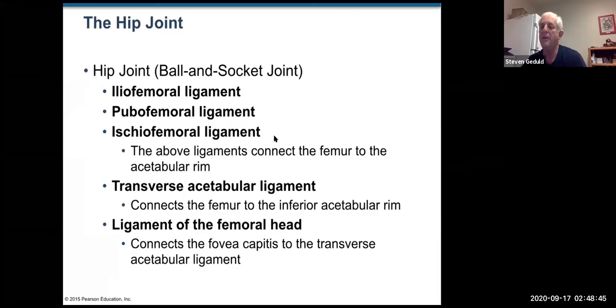Okay. The hip joint. The hip joint has the iliofemoral ligament, the pubofemoral ligament, and the ischiofemoral ligament. All those connect the femur to the acetabular rim of the pelvic bone. The transverse acetabular ligament connects to the inferior acetabular rim. And the ligament of the femur connects the fovea capitis to the transverse acetabular ligament.